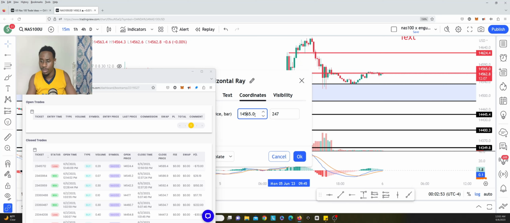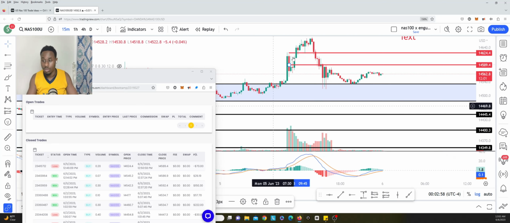12, 5, 8, 9.4. So I basically entered here, or that's what they say, because I guess there's some slippage. That's basically where they entered me. And then I got stopped out right here for a total loss of 70.